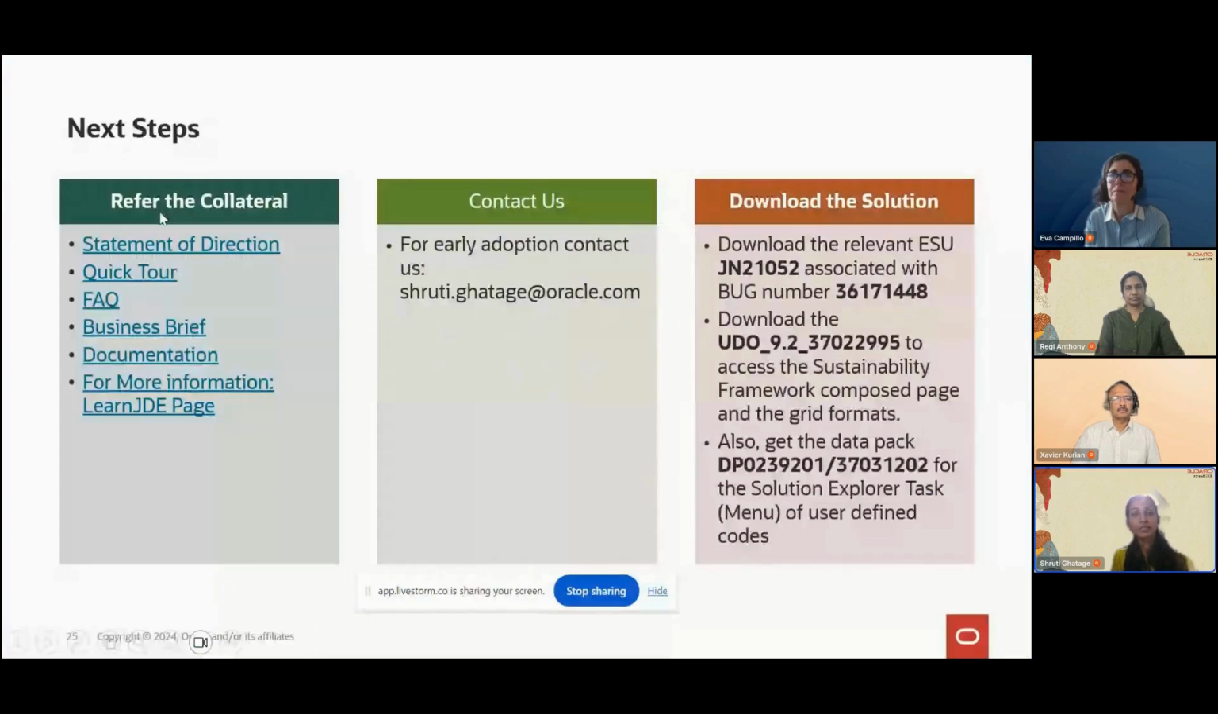So these are the next steps. As I said, the solution is already available. These are a few of the collaterals for you to refer to. We have our statement of direction, which gives you our approach and roadmap for the sustainability framework. A quick tour, which is a quick glimpse of our solution. If you have any questions, please do refer to our FAQ. Our business brief provides you step-by-step instructions to use our solution, and documentation gives more information about the solution. You can also check our Learn JDE page, which gives you more resources for you to refer to. So if you would like to adopt the solution early, please do reach out to me.